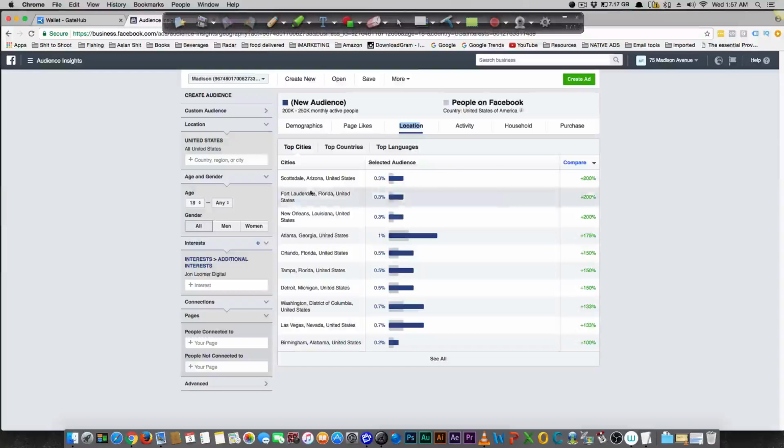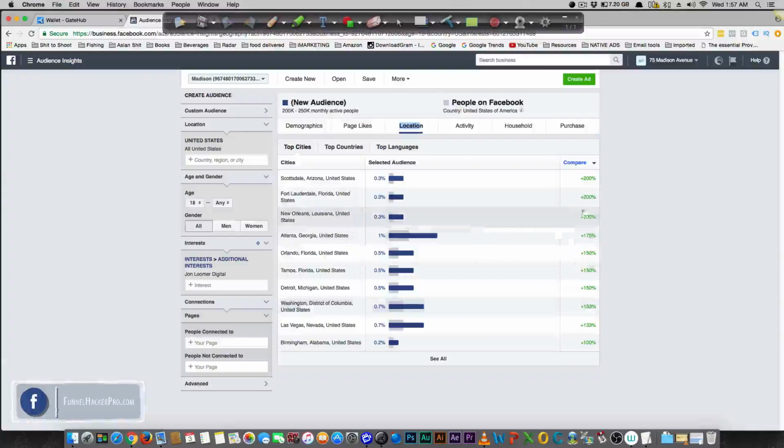Okay. And I'm pretty sure you guys are getting this, but a lot of them here are in Scottsdale, Arizona, Fort Lauderdale, New Orleans, Atlanta, Orlando, Florida. These are the majority of the places. You see, these are larger places where they live. So now you know who they are, what age range they are, and where they live in the United States of America for the most part.